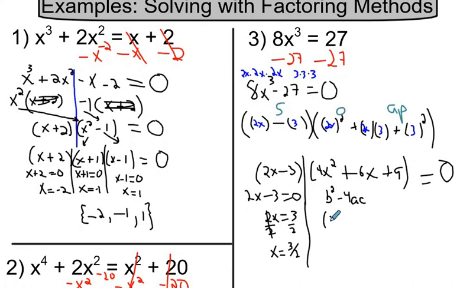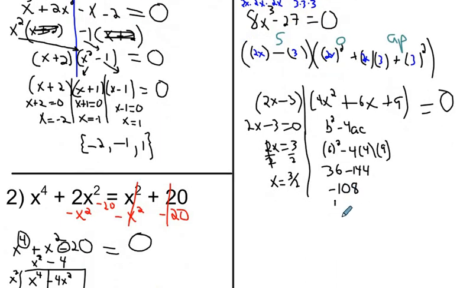So here we would have 6 squared minus 4 times 4 times 9. So we end up getting 36. And then we have to subtract 4 times 4, which is 16, and 16 times 9 is 144. And if we take 36 and subtract 144, we get negative 108. So that's going to tell us, remember the concept here from the quadratic chapter. This tells me that I have 2 imaginary or complex answers.